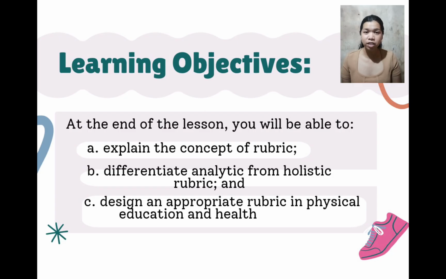Our learning objectives are, at the end of the lesson, you should be able to, first, explain the concept of rubric. Second, differentiate analytic from holistic rubric. And third, design an appropriate rubric for physical education and health.